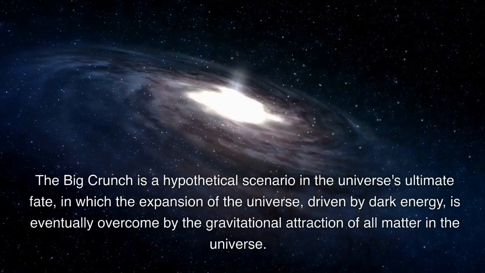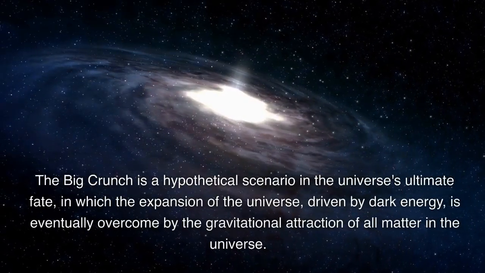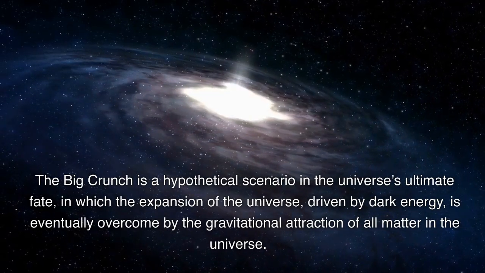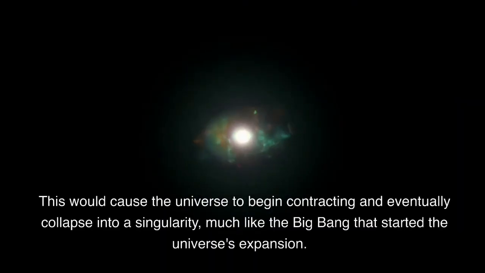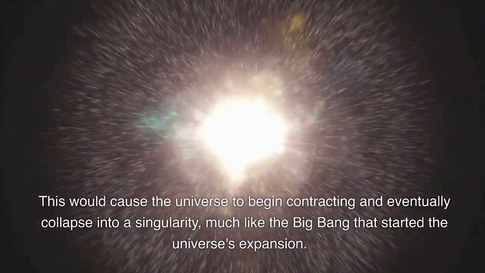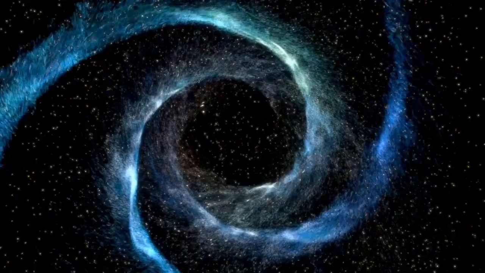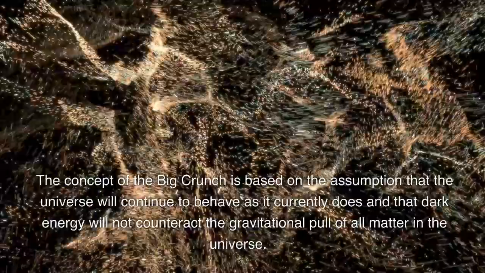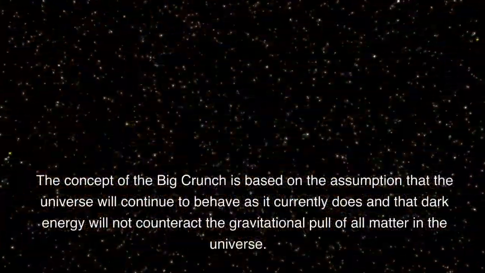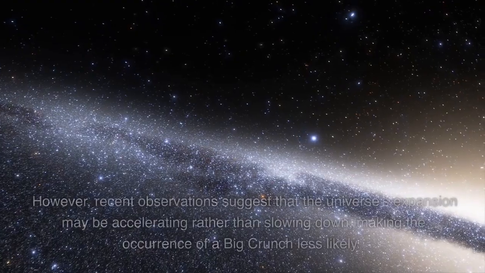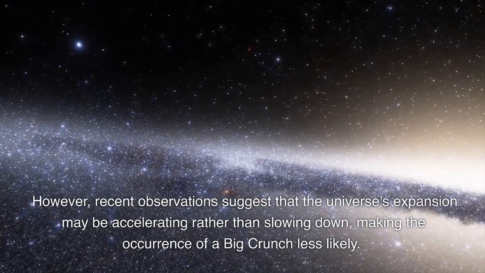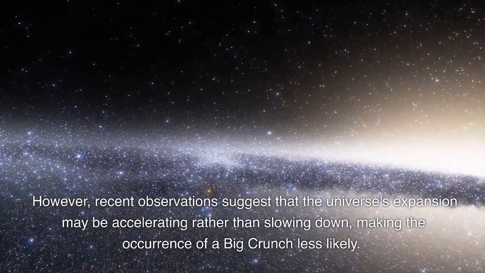The Big Crunch is a hypothetical scenario in the universe's ultimate fate, in which the expansion of the universe, driven by dark energy, is eventually overcome by the gravitational attraction of all matter in the universe. This would cause the universe to begin contracting and eventually collapse into a singularity, much like the Big Bang that started the universe's expansion. The concept of the Big Crunch is based on the assumption that the universe will continue to behave as it currently does and that dark energy will not counteract the gravitational pull of all matter in the universe. However, recent observations suggest that the universe's expansion may be accelerating rather than slowing down, making the occurrence of a Big Crunch less likely.